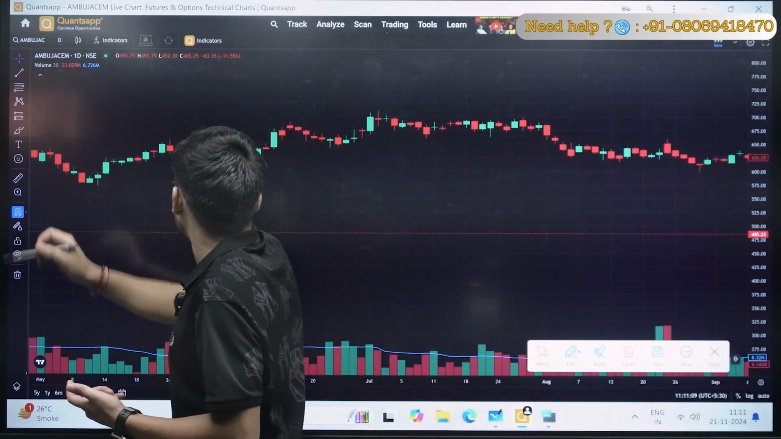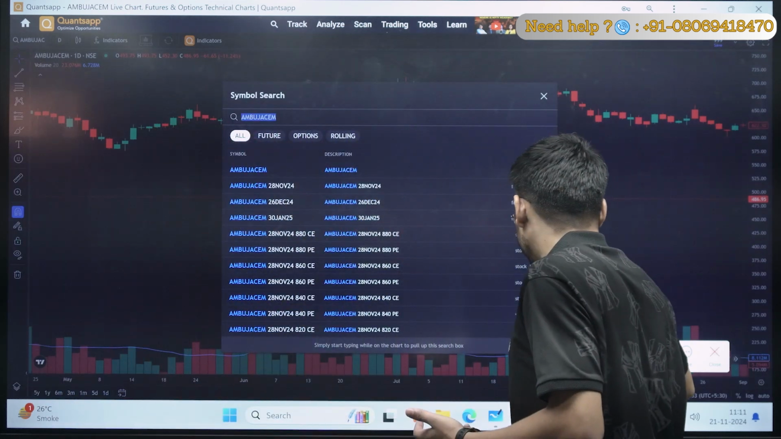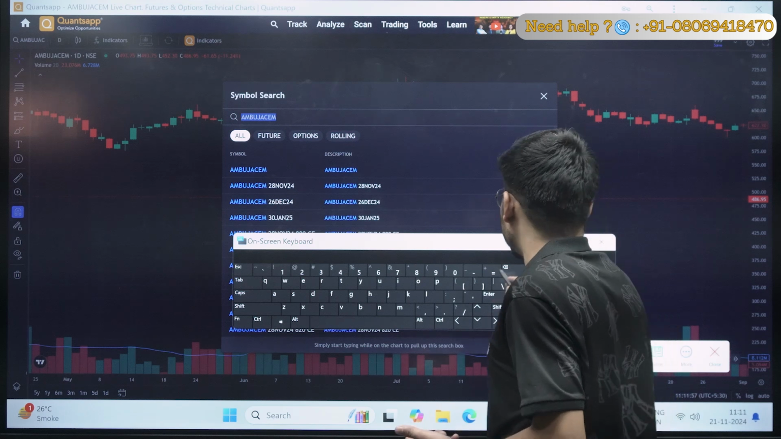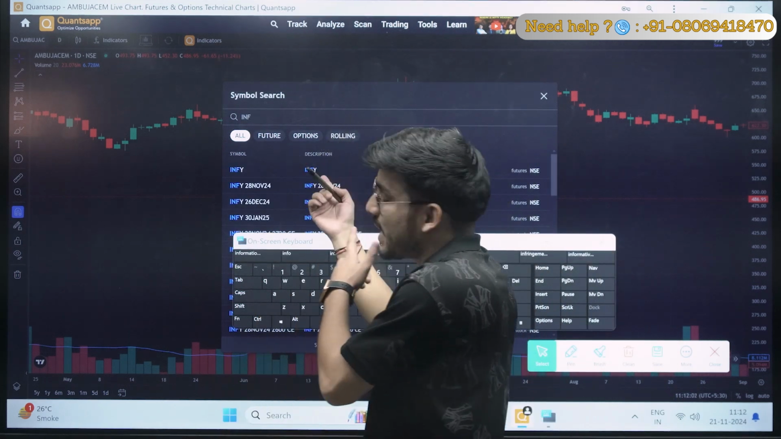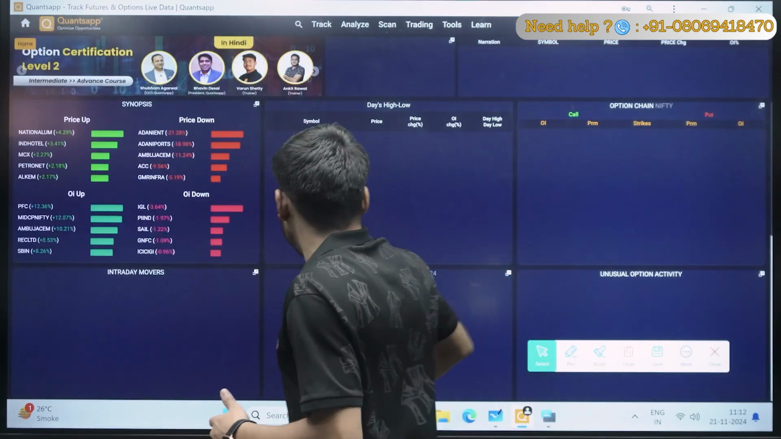So in Ambuja Cement, I'm not getting any examples. So let me switch the stock here. Let's go with another stock here. So let's go with Infosys. Okay. Now why am I going with Infosys? Okay, I'll show you an example again.